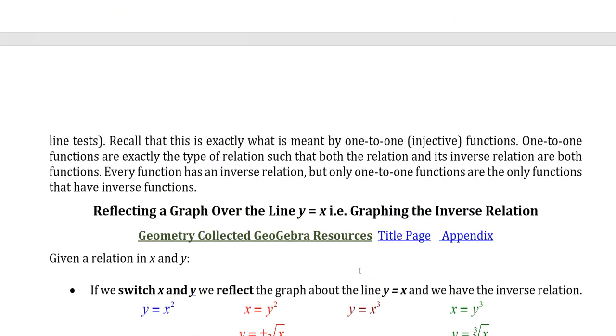Okay, so that is a special kind of reflection that turns out to be a really important thing in algebra, the idea of an inverse relation.